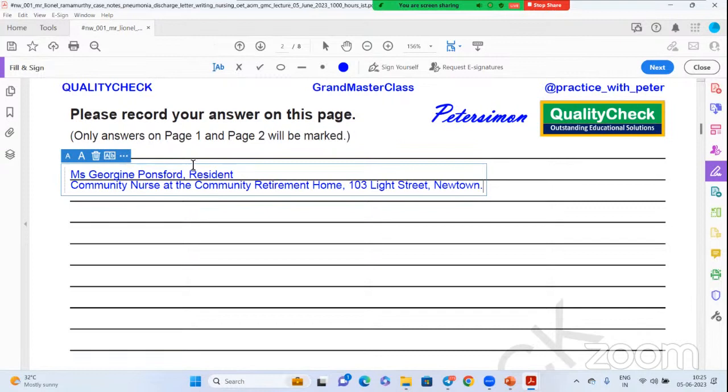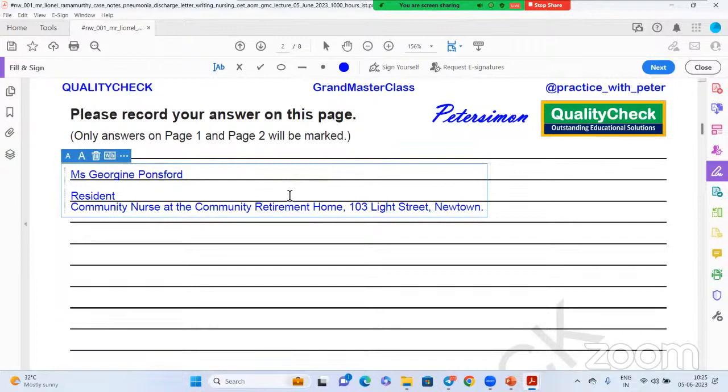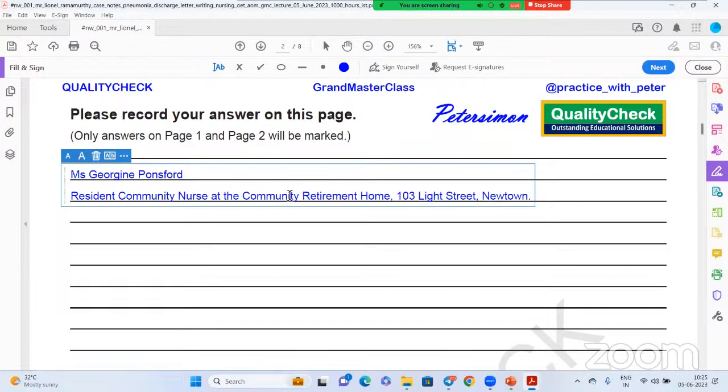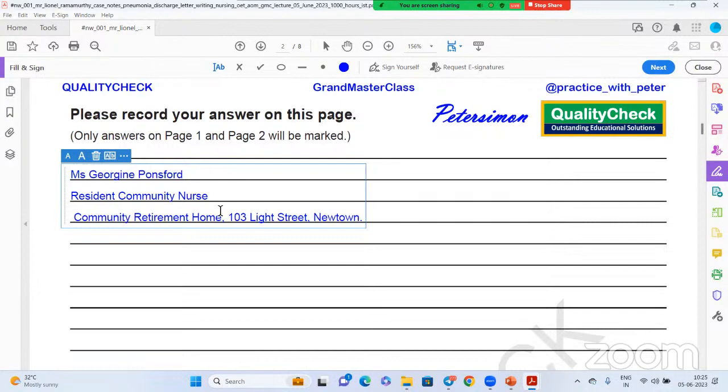First you write the address, always write the address. Many people write the date first and then the address, but OET is giving like this. So always write like this only. Next one, third line, community retirement home, 103 Light Street, Newtown. So this is the address.